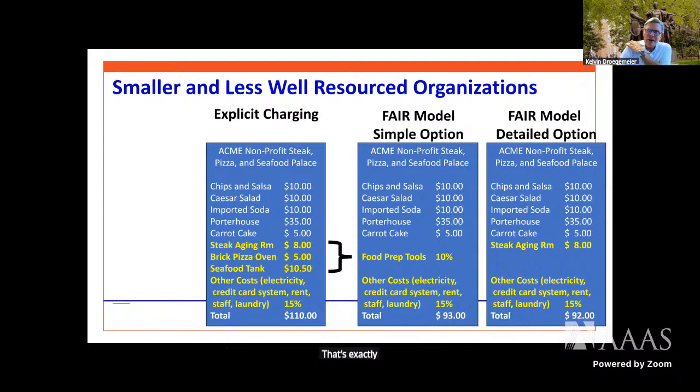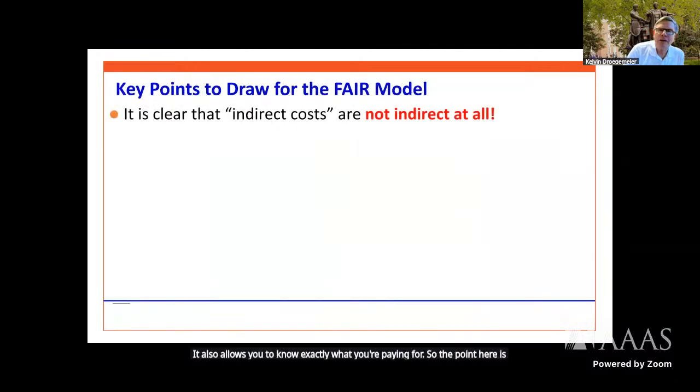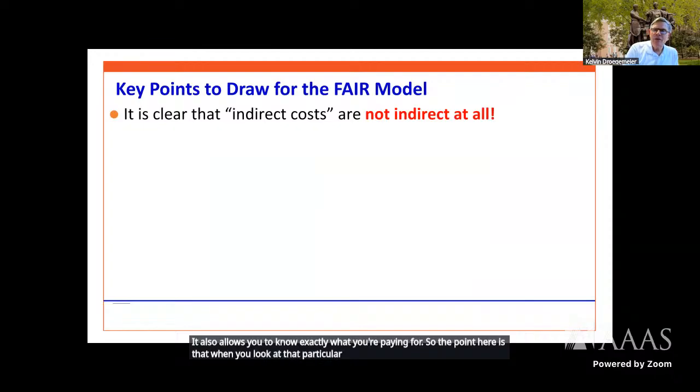That's exactly how the FAIR model works. It makes everything explicit. It also allows you to know exactly what you're paying for. So the point here is that when you look at that particular model, indirect costs are not indirect at all.